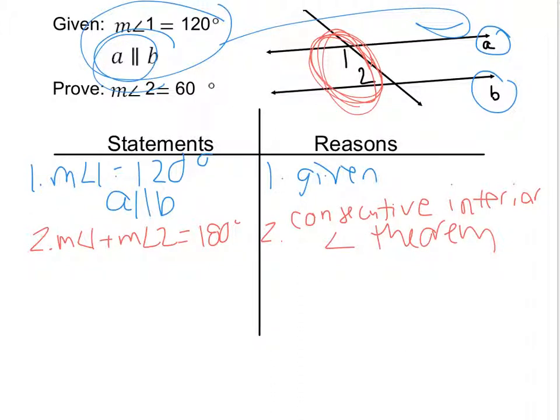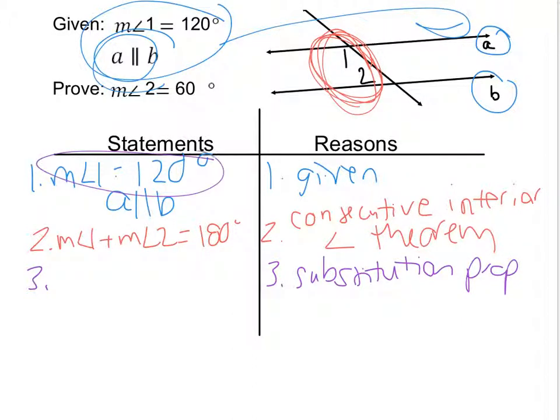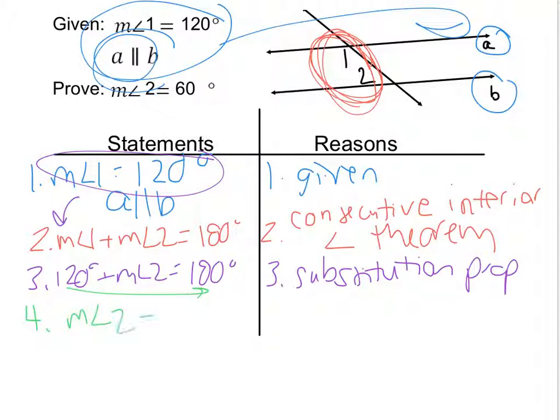Third step is substitution, like it's always been. So substitution prop. And in our given, it says that m angle 1 equals 120, so we can plug it into m angle 1. So 120 degrees plus m angle 2 equals 180 degrees. Next step, we need to subtract. So we're going to minus that 120 to the other side. So m angle 2 equals 60 degrees. And that would be subtraction prop.